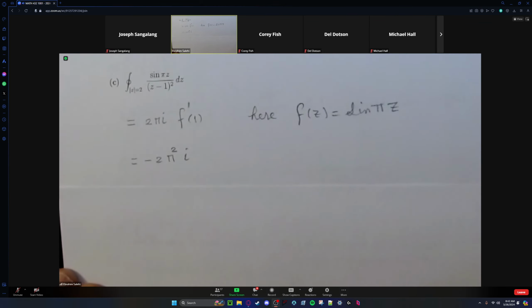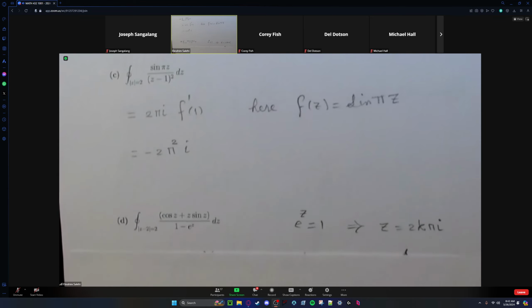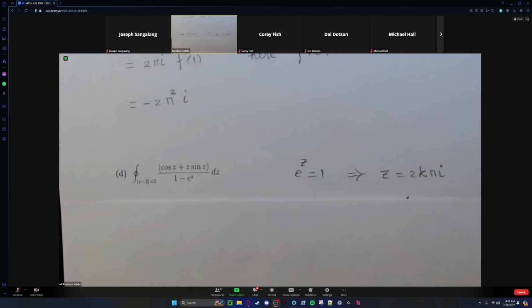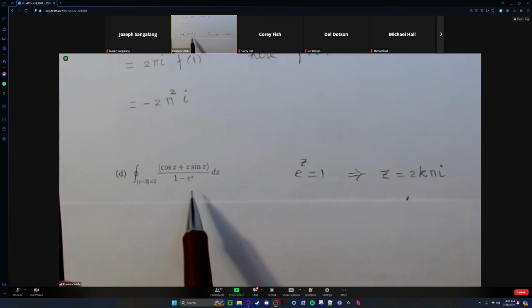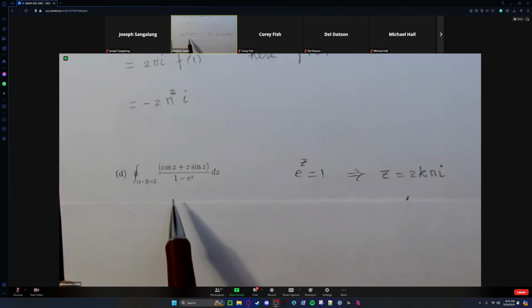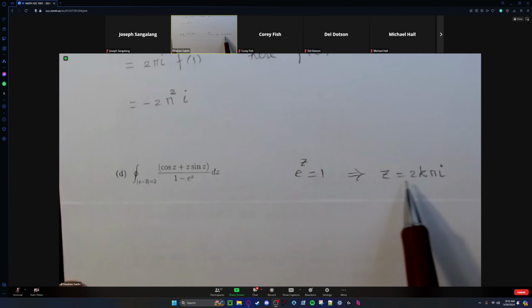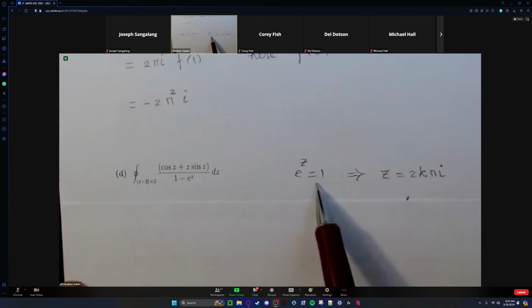Finally, part D of this problem, you see, again, we are always concerned about singularities. And what are singularities? The zeros of the denominator. Can this denominator be 0? Of course it can. And that is when e to the z equals 1. And these are the infinitely many times e to the z can be 1.